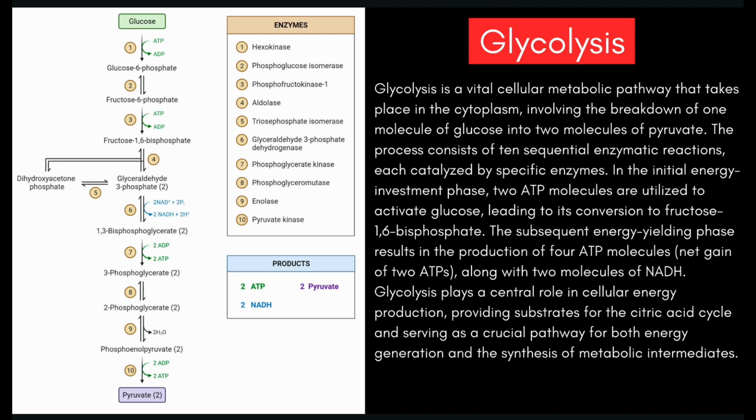Glycolysis plays a central role in cellular energy production, providing substrates for the citric acid cycle and serving as a crucial pathway for both energy generation and the synthesis of metabolic intermediates.